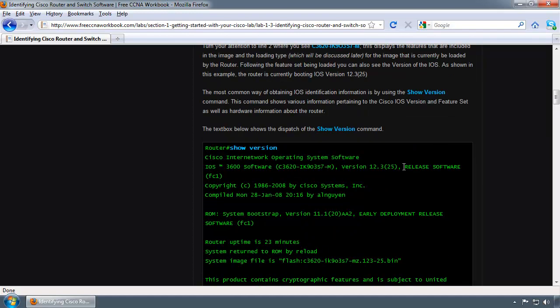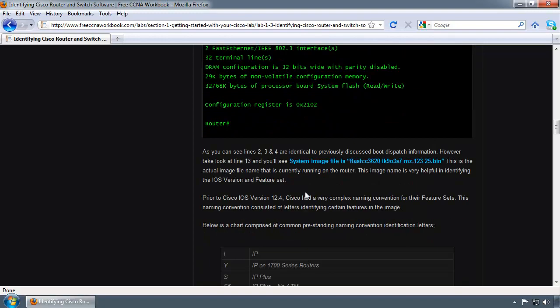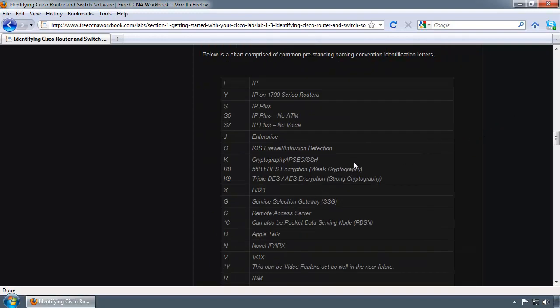It shows the version of the IOS. In this example here, this is a 3620 as identified right here. It's a C3620, and it's running 12.3, release 25. And you can see the feature set right here is a bunch of letters and numbers. To identify this feature set, I've compiled a nice little chart down here.